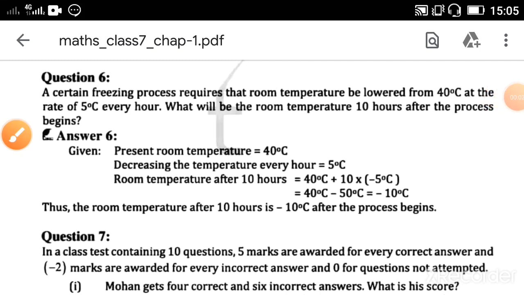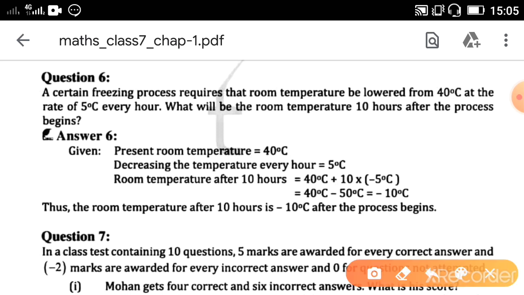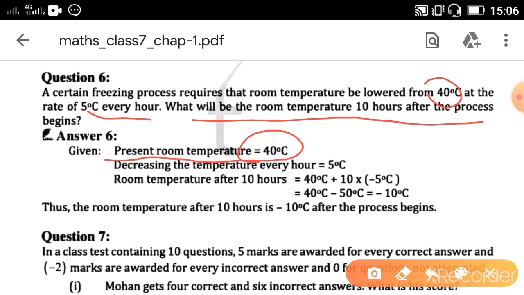Okay, let's start question number 6. Here, a certain freezing process requires that room temperature be lowered from 40 degrees Celsius at the rate of 5 degrees Celsius every hour. What will be the room temperature 10 hours after the process begins? So, in the beginning, the present room temperature was 40 degrees Celsius.